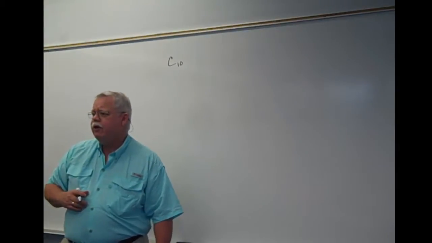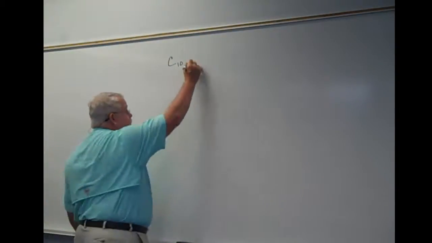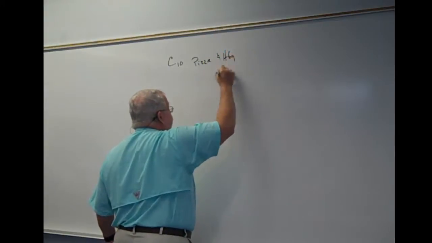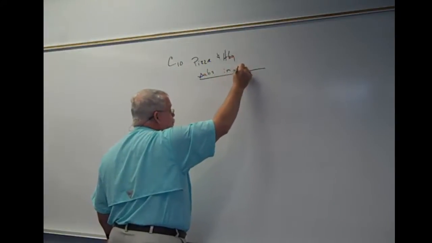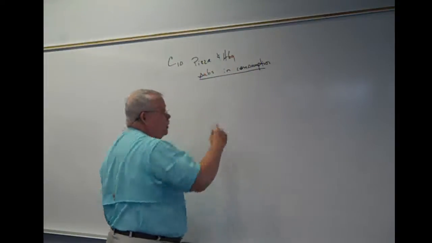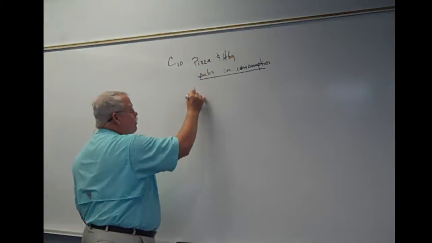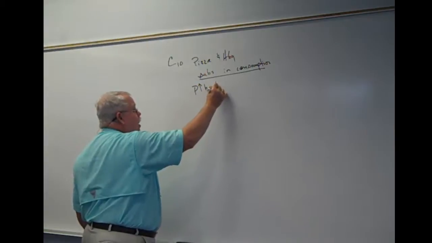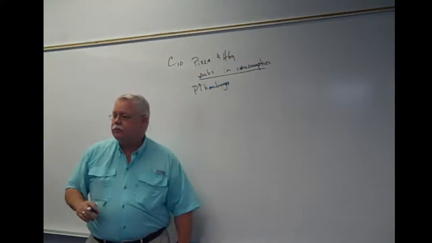Is that right? Read me C10. Pizza and hamburgers are substitutes in consumption. Okay, stop there. Pizza and hamburgers are substitutes, be real careful when you read that, in consumption. Not production, consumption. So what happens? The price of hamburgers rises. Okay, that's fine. And?